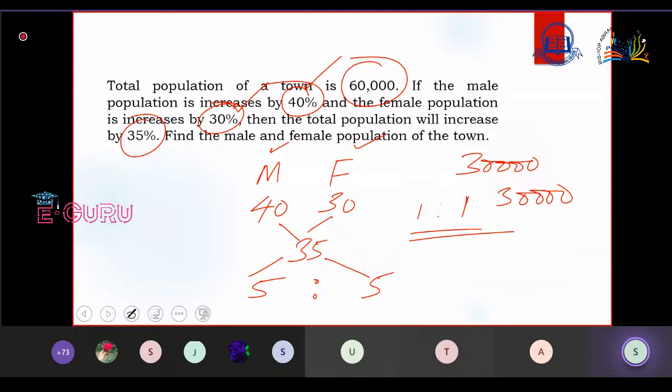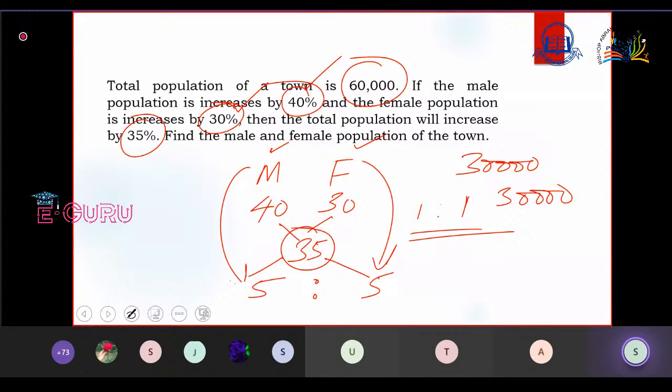That's it. Now the common value, the combined value or the average, we will write in the middle. Total population means male plus female, right? That is increased by 35%. So that is the value we write in the middle of these two. Now just take the diagonal difference, then you will get the male-female ratio. This is the value corresponding to male and this is the value corresponding to female.